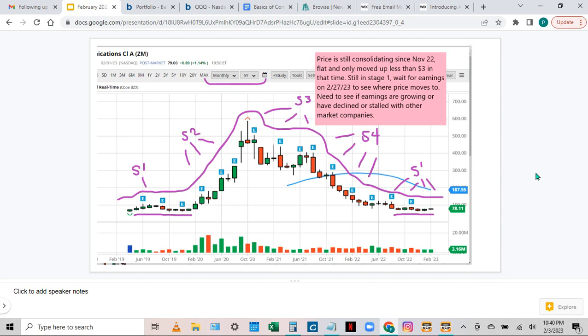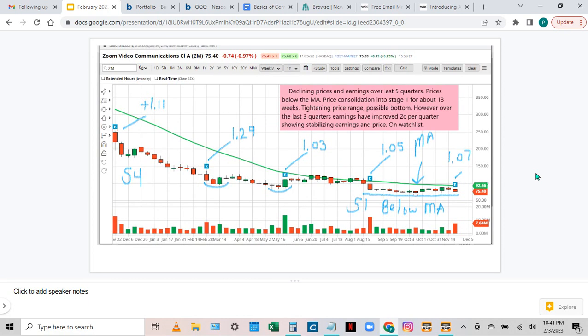Sometimes stocks are bought up into earnings and then sold off. Sometimes stocks are bought up after earnings or sold after earnings. So earnings is a tricky area for a trader. I'll just say that. But we need to see if earnings are growing or have declined or stalled with other market companies. So this ZM, I believe, is part of the NASDAQ and or part of the Russell 2000. So let's move on from there. So our bias long term is stage one.